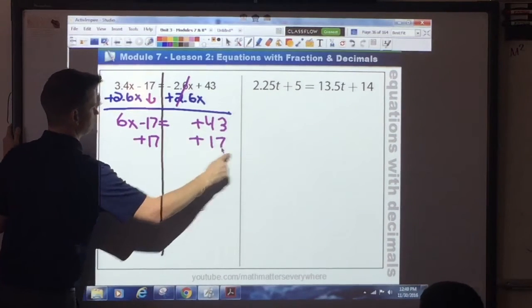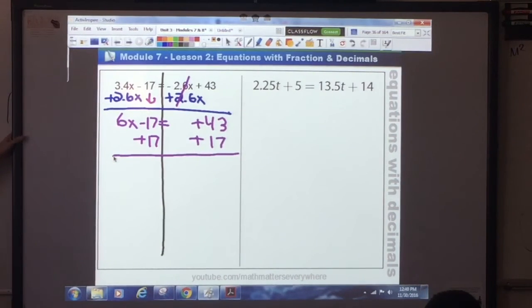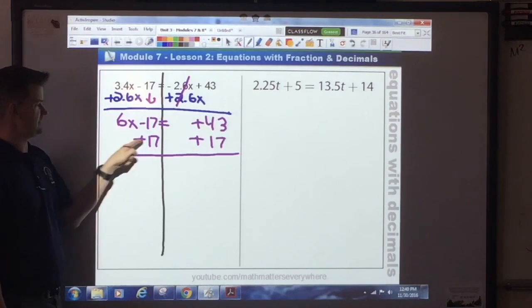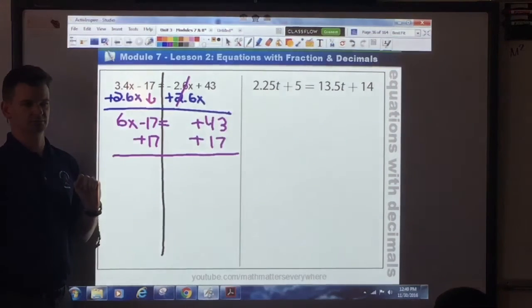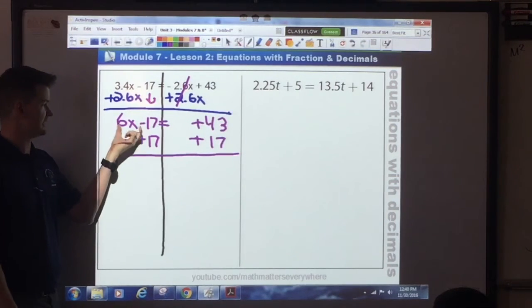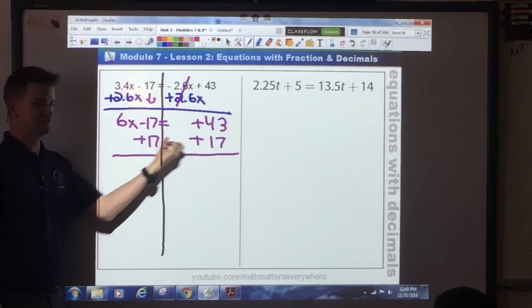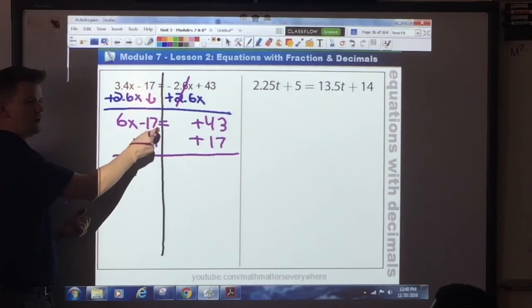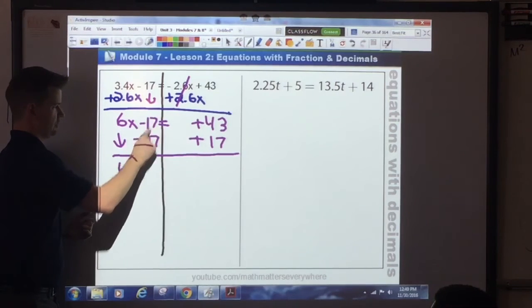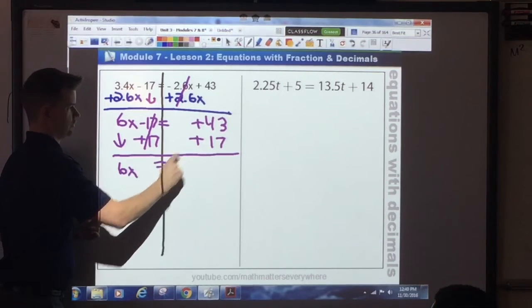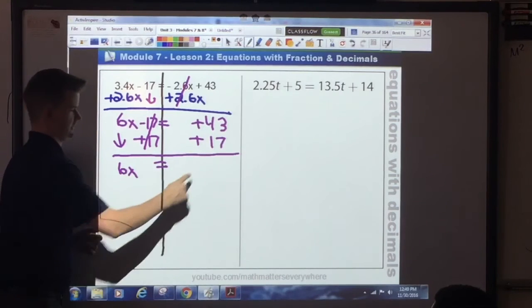Why do I add 17 to both sides, people? That's your lowest coefficient. No, that has nothing to do with this. This is a coefficient. This is a constant. Why do I add 17 to both sides? Because I have to get the variable on one side and the constant on the other. I must isolate this variable term. So by adding 17, I'm removing this constant from the left side of the equation. I bring down the 6x, those will cancel, equals 43 plus 17 gives me 60.